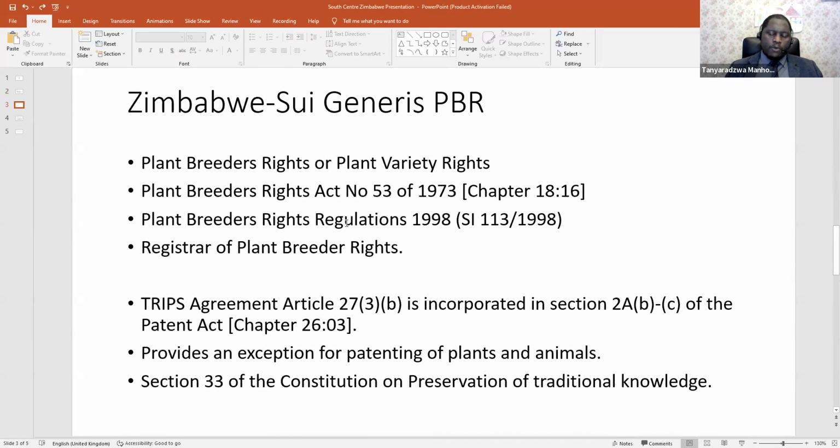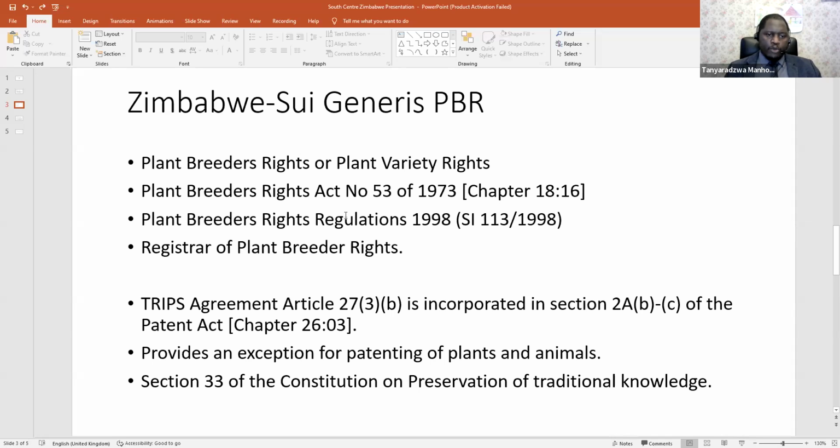So in Zimbabwe, since we're not a member of the UPOV system, we have our own sui generis plant breeders' rights system. We have the Plant Breeders' Rights Act. It's pretty old, from 1973. It's something that I think we inherited in our colonial era. Then it's enforced in conjunction with our plant breeders' rights regulations. And it's administered by a registrar of plant breeder rights who is housed in our Ministry of Agriculture.